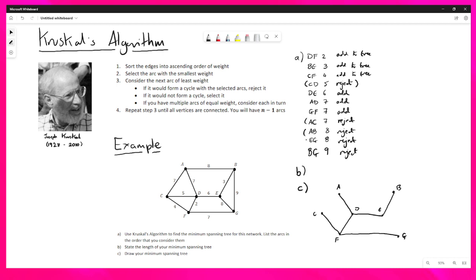Okay, and we're done. Because we have considered every arc, we've connected every vertex. This is our minimum spanning tree. The length of the minimum spanning tree is just adding together the weights of the arcs that we included. Two plus 3 plus 4 plus 6 plus 6 plus 7 should give us 29.